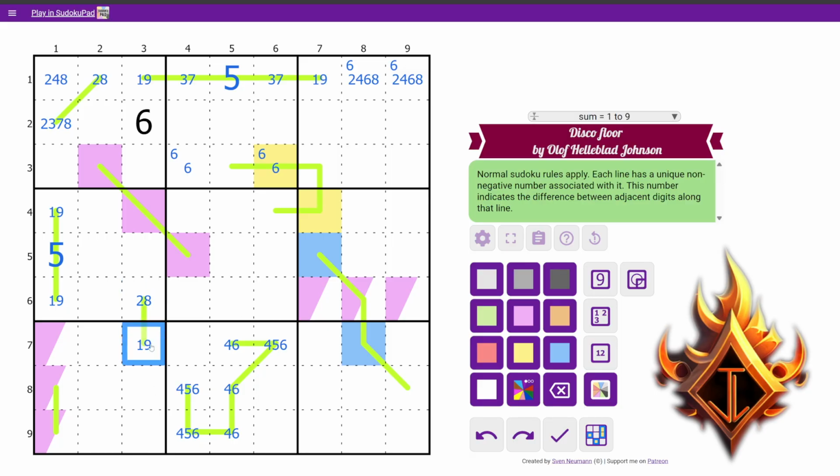Okay, so this 1, 9 is going over here. It can't be pink. So it has to go there. Do I know that none of these are 1, 9? Well, no, they have to be 1, 9. Isn't that right?